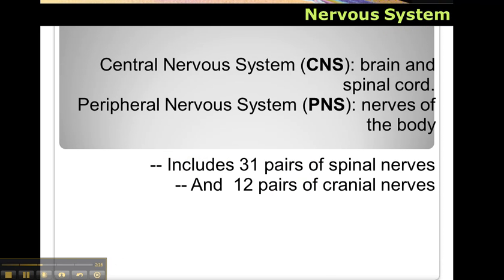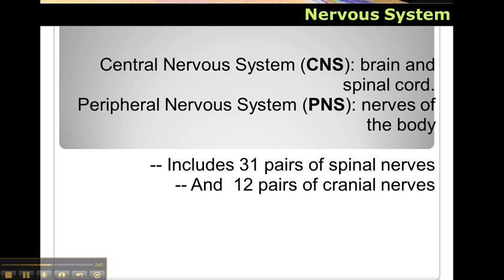So, nervous system consists of 2 different parts. First of all, central nervous system. So right down the center, the brain and the spinal cord. And then you have the peripheral nervous system, the nerves of the body. And so there's 31 spinal nerves, 12 cranial nerves. You will know, especially all those cranial nerves, after break. That's the second part of the nervous system.